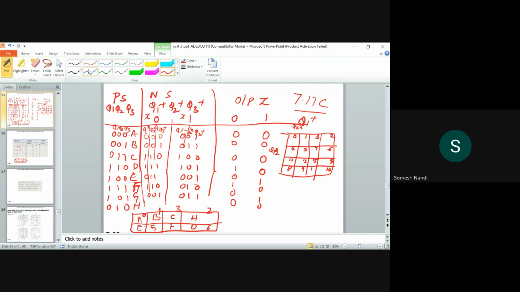Now I'll take another color to mark so that it is clear. Now see, 0 0 0 0 for the first, this is 0. So I'll mark 0 here. Next 0 0 0 1. So the value here is 0. Next one is 0 0 1 0. It is 2. For 2 the value is 0. Then you have 0 0 1 1. For 3 the value is 0. Okay. Next one for 4.